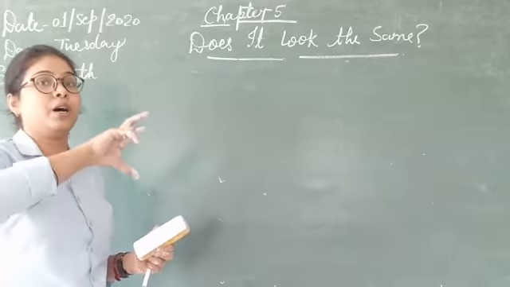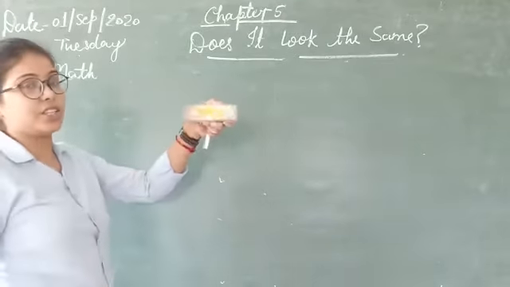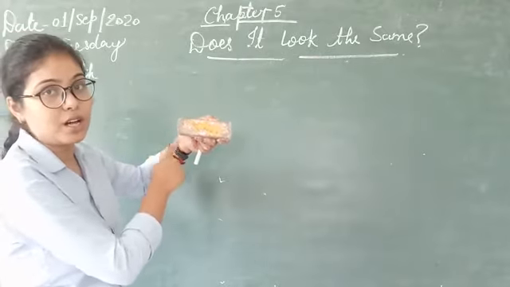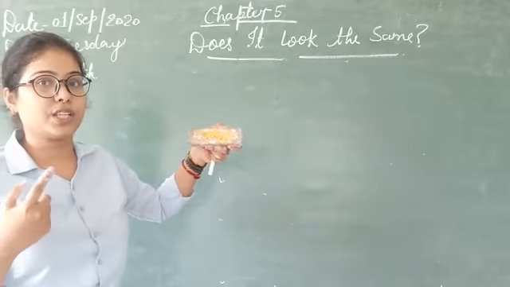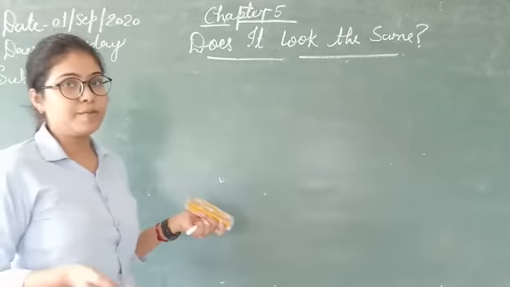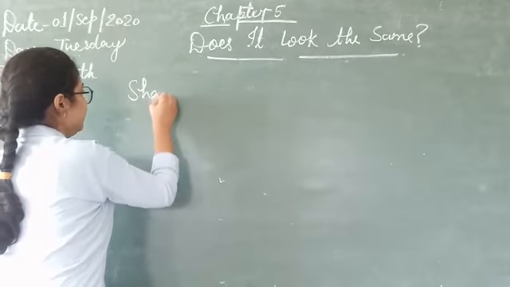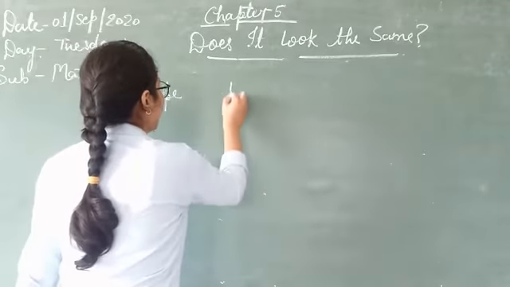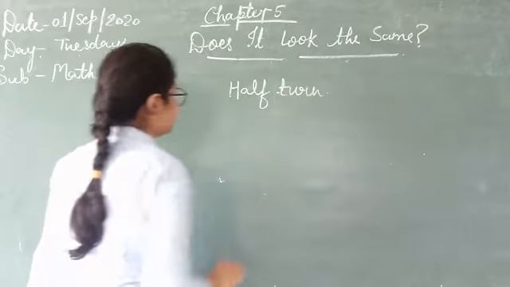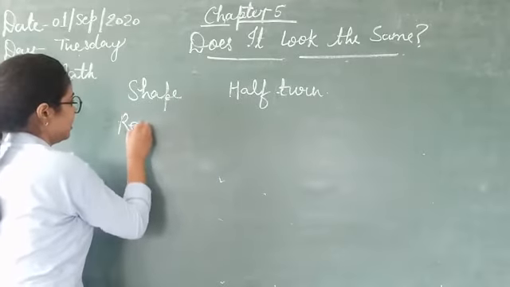When we rotate it by a half turn, what happens? Okay, so here can you see this duster? The front face of this duster looks like a rectangle. So first we have to see, when we rotate a rectangle by half a turn, does it look the same or are there some changes? So here I am making a column. This is the shape and this is the half turn. The first shape is a rectangle.